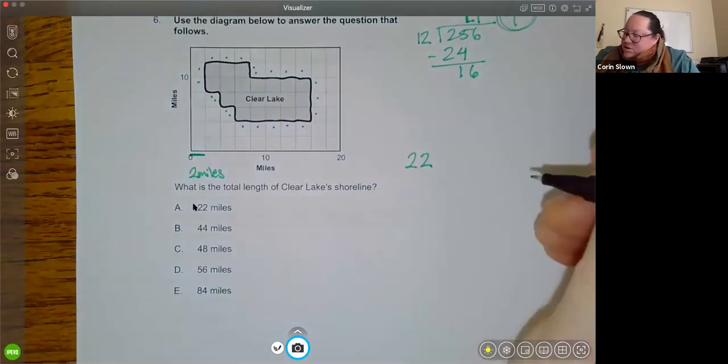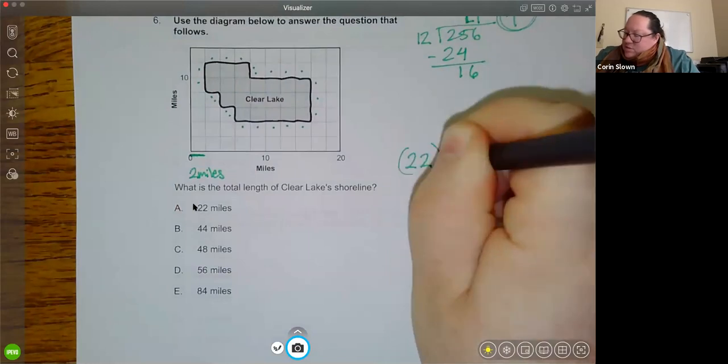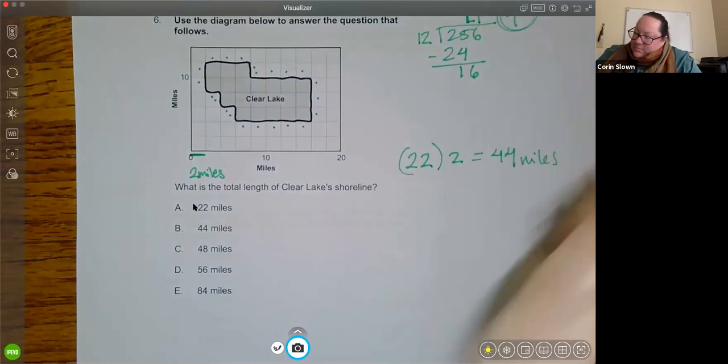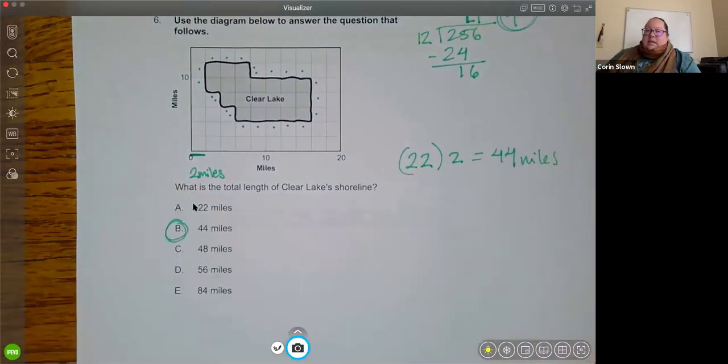But because this is 2 miles, I have to multiply that by 2. That's going to give me 44 miles. So my answer is going to be B.